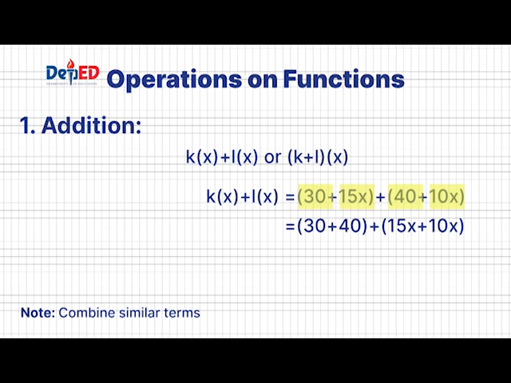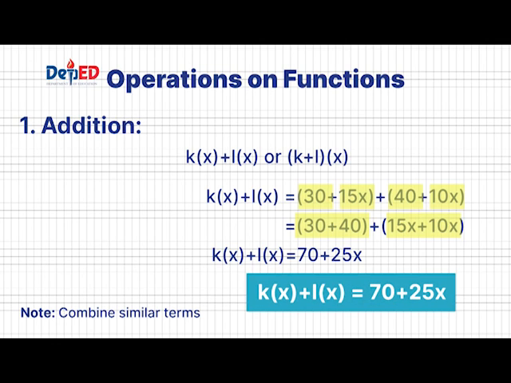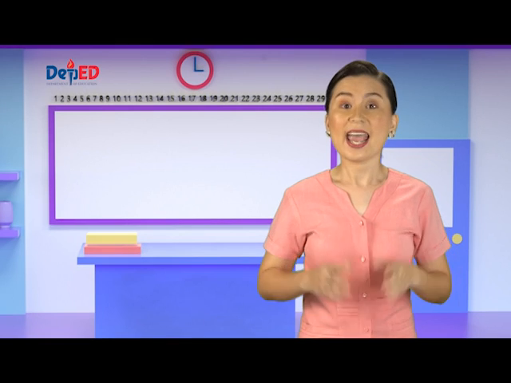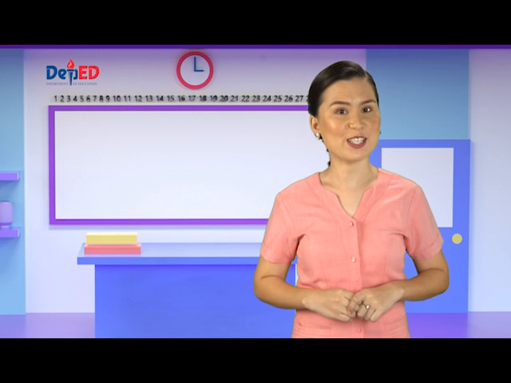Adding 30 and 40, we have 70. Also, 15x plus 10x is 25x. So we say that the amount of money saved by both Kevin and Lena in x number of days is given by K of x plus L of x equals 70 plus 25x. And we just have added functions.